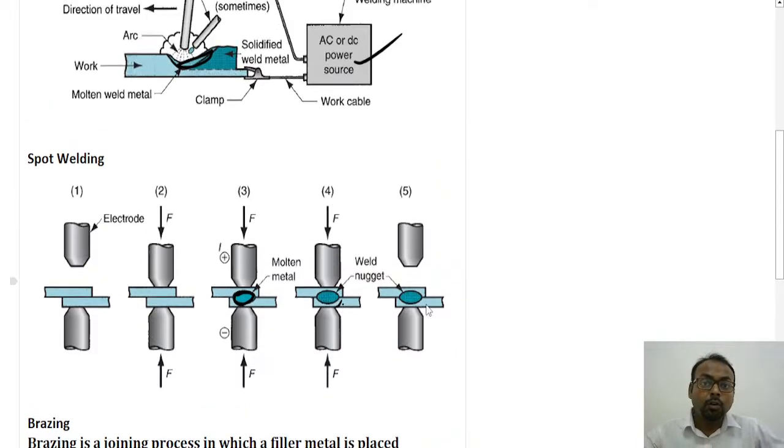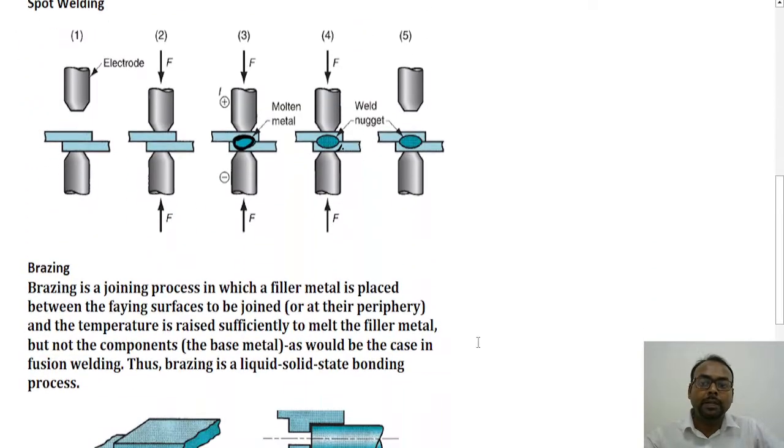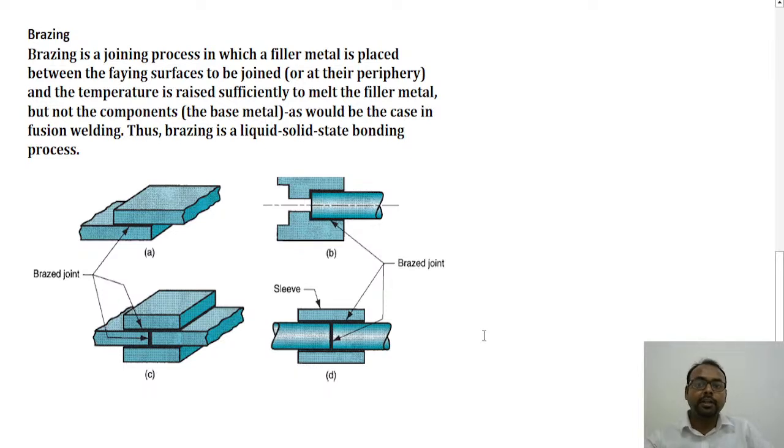So that is why we can say that spot welding also is a welding in which melting of the two parts takes place. Now we are left with brazing and adhesive bonding. Brazing is a joining process in which a filler metal is placed between the faying surfaces to be joined, and the temperature is raised sufficiently to melt the filler metal, but not the component, as would be the case in fusion welding. Thus, brazing is a liquid solid state bonding process.